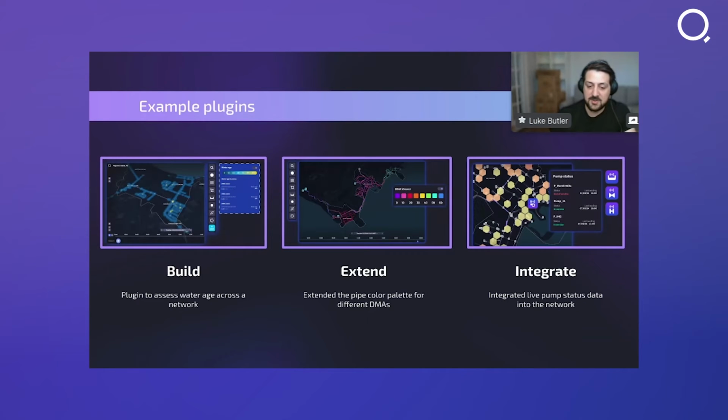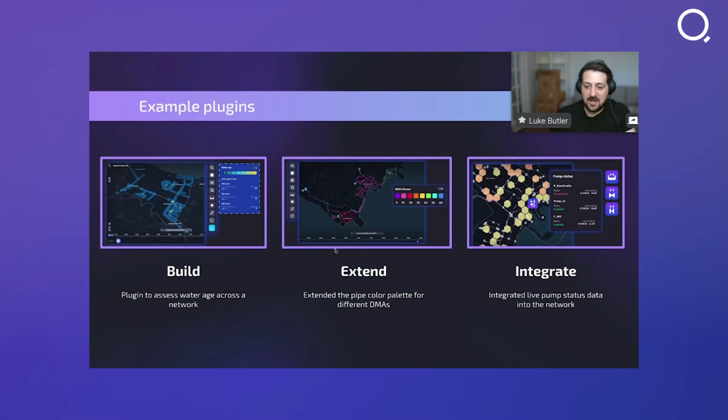Going into a little more detail, here are a couple of examples of build, extend, integrate. For building, maybe you want to create a whole new plugin, a whole new way of analyzing water age in your network. That would be possible. You could run the water age simulations. Here we have some examples where you're sharing information about water age and the DMAs and visualization.